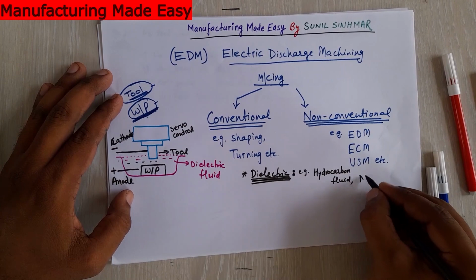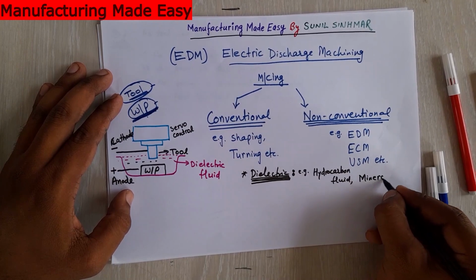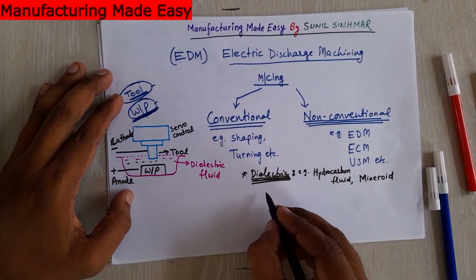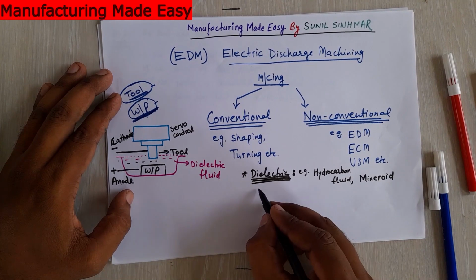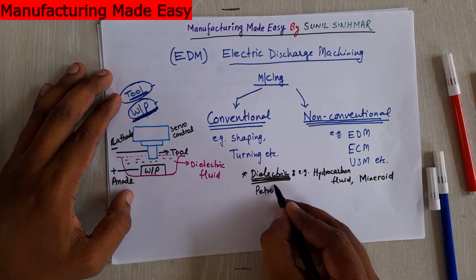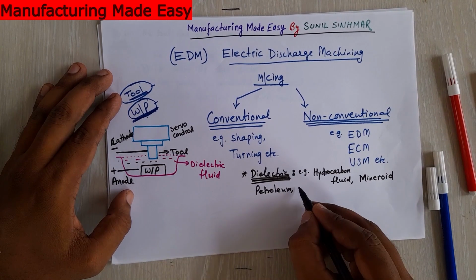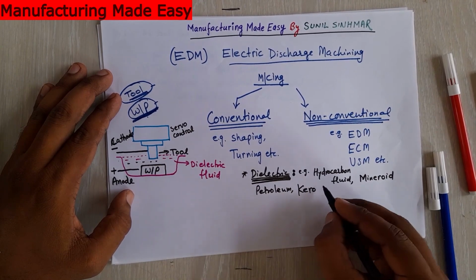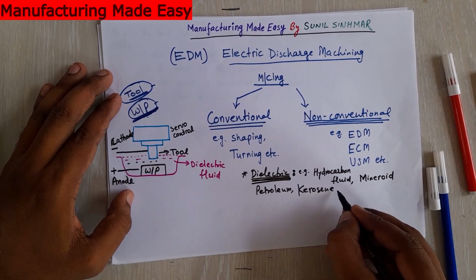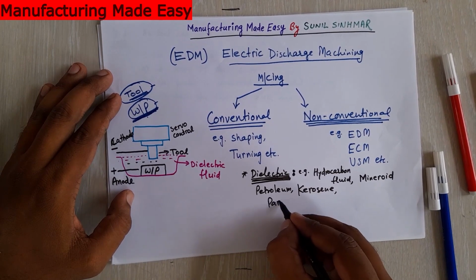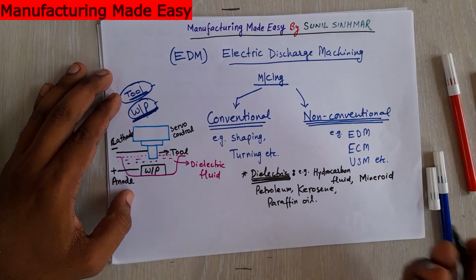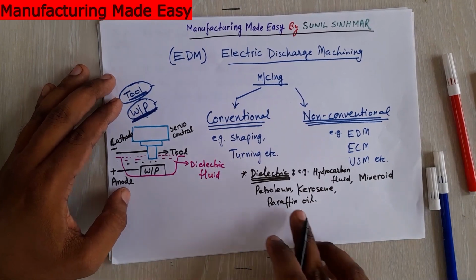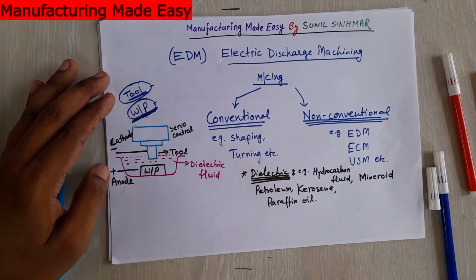or mineral oil. So examples are like petroleum, kerosene, which is widely used, kerosene oil and paraffin oil, etc. Silicon oil is also used. Now, why are we using dielectric fluid?